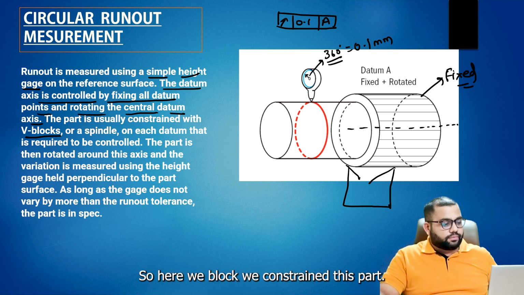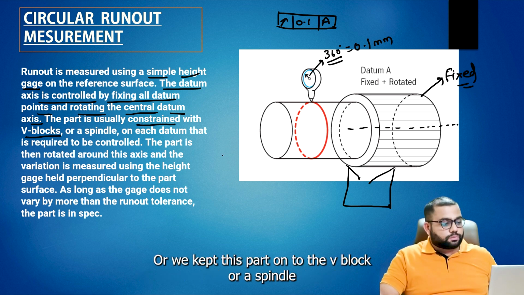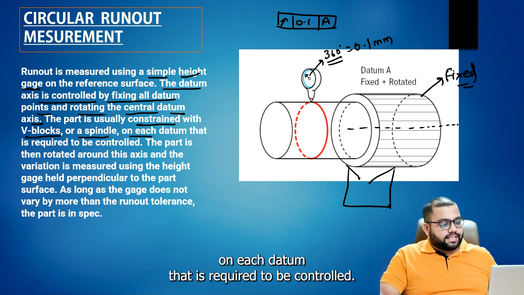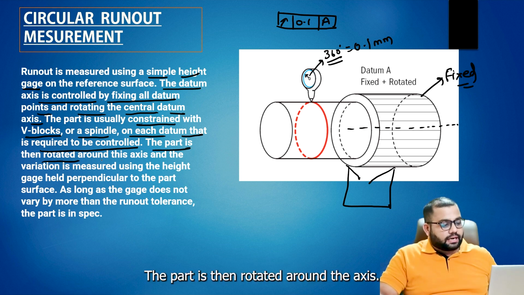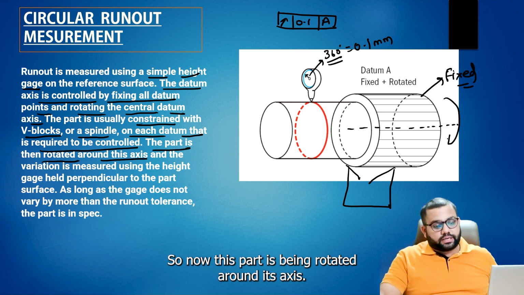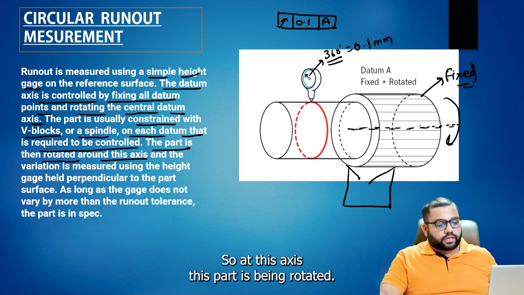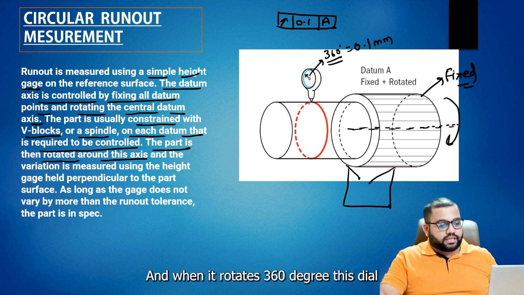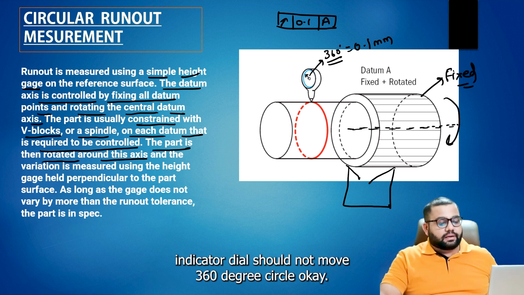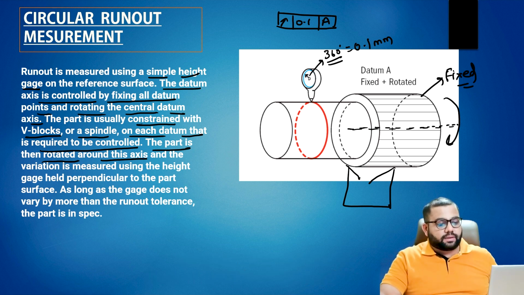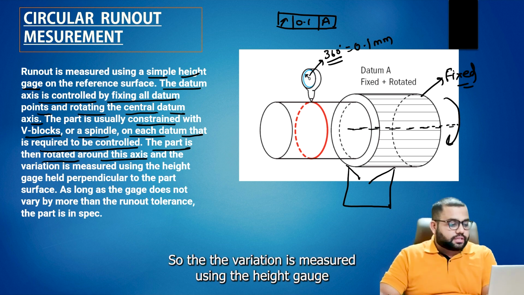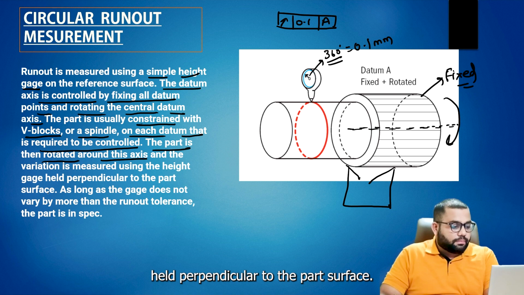The part is usually constrained with a V block. Here we constrained this part, or kept this part, on the V block or a spindle on each datum that is required to be controlled. The part is then rotated around its axis. So this is the axis, and when the part rotates 360 degrees, the dial indicator should not move a full 360-degree circle. It should only vary within a limited range. The variation is measured using the height gauge held perpendicular to the part surface.